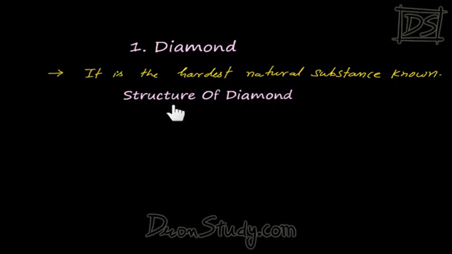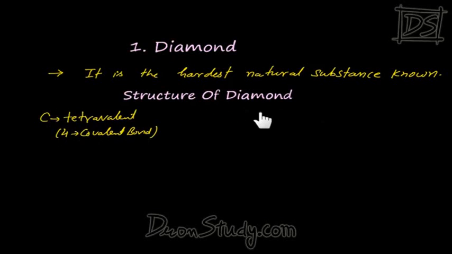Before discussing the structure of diamond, we have already studied carbon: carbon is tetravalent in nature, right? That means it will form 4 covalent bonds. So what happens in diamond? In diamond there are many carbon atoms. Suppose this is a carbon atom. This carbon atom makes 4 covalent bonds with 4 carbon atoms, and it arranges itself in a tetrahedral geometry. So this is a tetrahedral carbon which has made 4 single covalent bonds with 4 different carbon atoms.